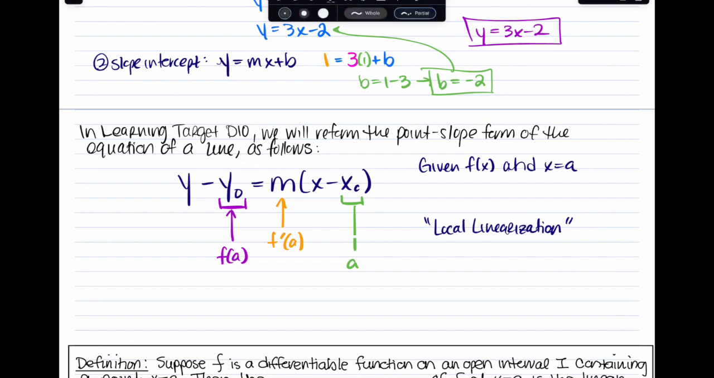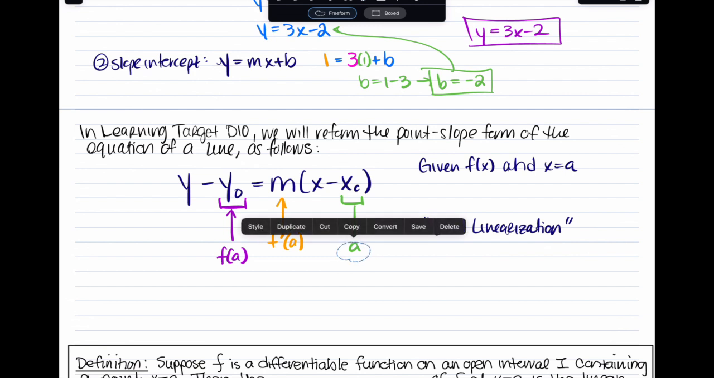You can find m however you want to. I don't care if you use formulas. I'd recommend that you do, just because it's so much faster than doing the limit definition or whatever. So much faster.